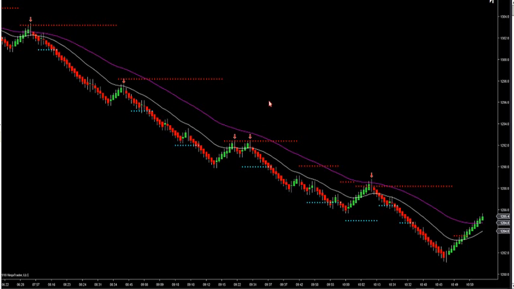Now, the beautiful thing about it is that we already set the templates up, and the templates work in all markets. This works in all futures. It works on all stocks and all currency and Forex markets.